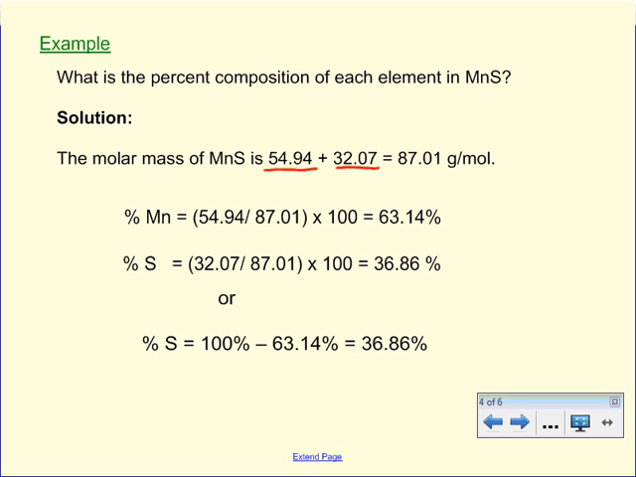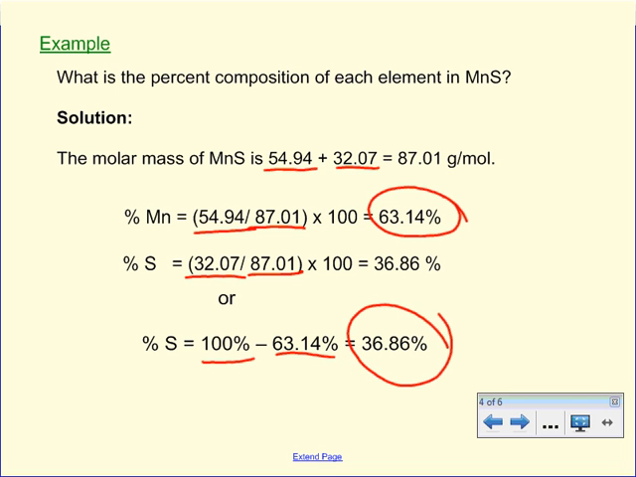Manganese, well, 54.94 divided by the total gives me 63.14%. So with this one, I can solve the sulfur in one of 2 ways. I can straight up divide the molar mass of sulfur by the total mass, or I can just take 100, subtract the percentage that manganese had, which is 63.14. Either way, I get a percentage of 36.86 for the sulfur content in manganese sulfide.